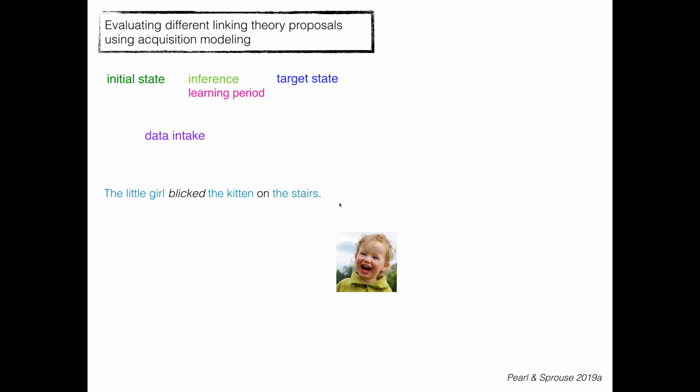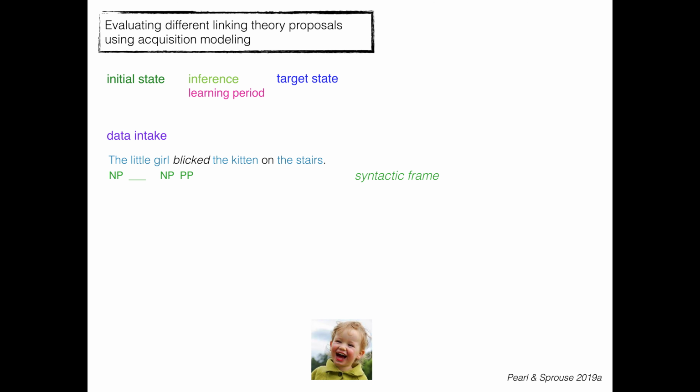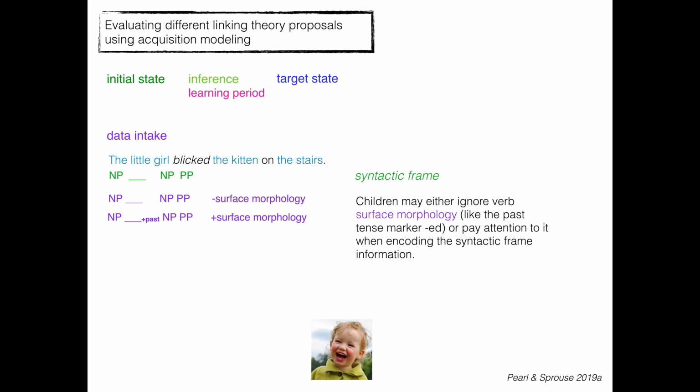And then the data intake is really going to involve the information that they're extracting. So for example, one piece of information they're extracting is that syntactic frame, which we talked about before. It might look something like this for "the little girl blicked the kitten on the stairs." However, there's actually a choice point here. We could have children either ignoring verb surface morphology, so the fact that blicked has that -ed past tense ending is something they could ignore, right? And so they could just encode the frame like this. Or they could pay attention to it and differentiate whether it's blicked or blicking or blick in the present tense, right? And so encode the syntactic frame with that information. And we actually don't know what kids do, so we're going to model learners of both types.